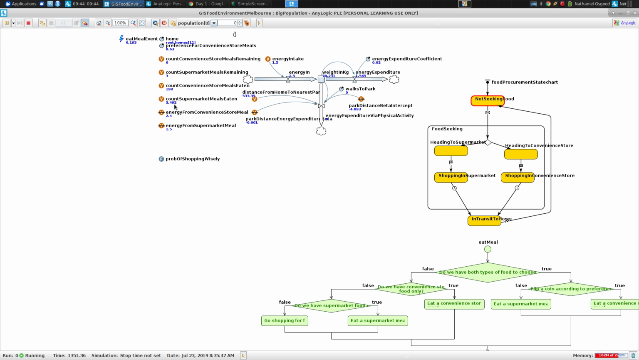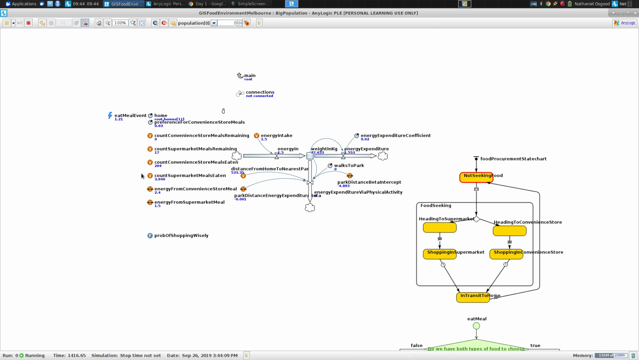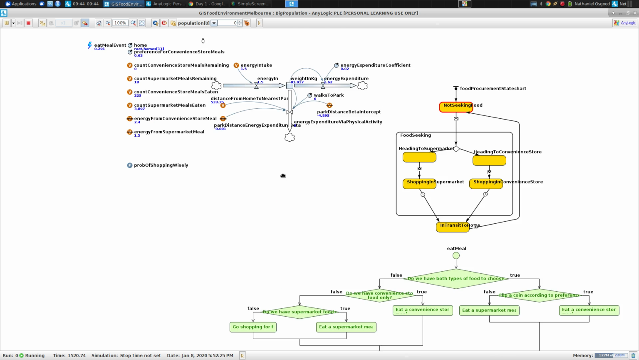You'll notice that this is an individual who is actually getting more supermarket meals than convenience store meals, by more than a factor of 10 to 1, despite having a fair preference for convenience store meals. That may be because they're close to a supermarket. It makes it very convenient.